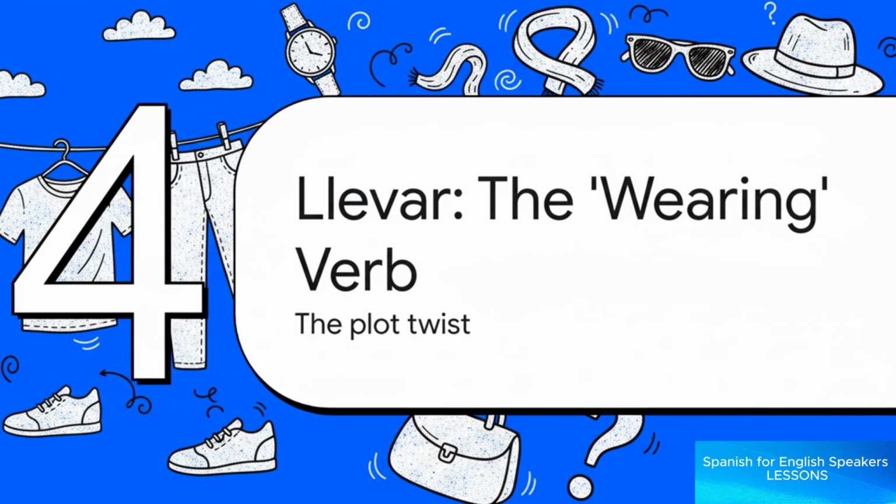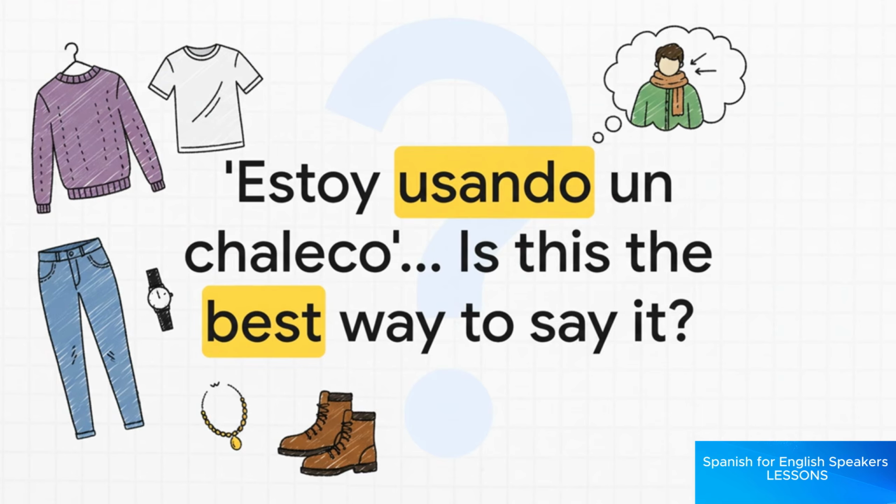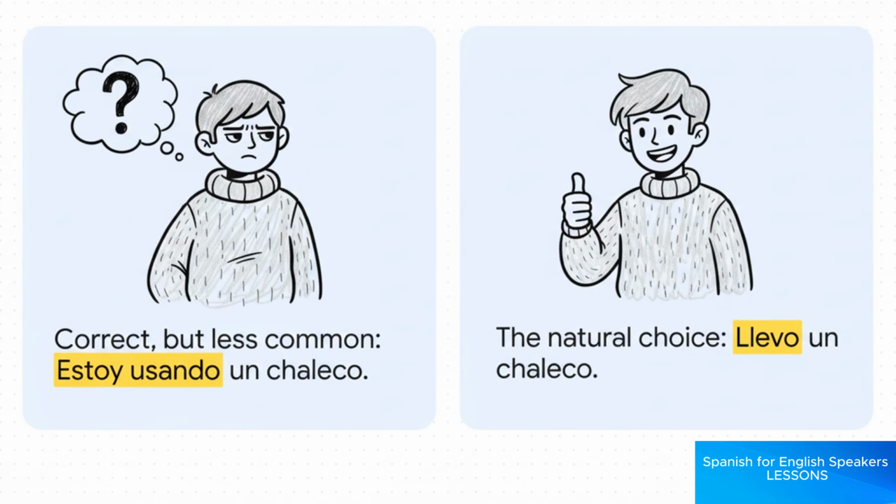But just when you think you've got it, a plot twist arrives. What verbs do you use when you're talking about using or wearing clothes? Now, here's the thing. Saying estoy usando for wearing clothes is grammatically correct. People will totally understand you. But there's another verb that just sounds so much more natural to native speakers, and it's the one they're almost always going to choose. And here's that difference in action.